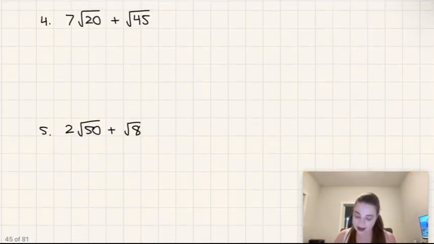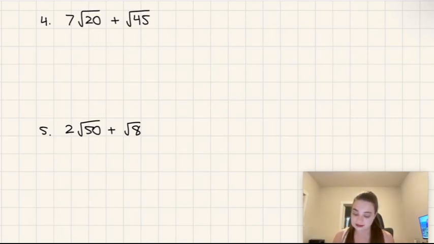For number 4, we have 7 root 20 plus root 45. So first thing I'm going to do is I'm going to see, is there a possible way that we can get these numbers to both have the same root? Because that's the only way we can actually add or subtract these and integrate them together is if they're the same root. And so the first thing I'm going to do is figure out, is there any way we can simplify each one? So starting with 20, can we simplify 20 in any way?